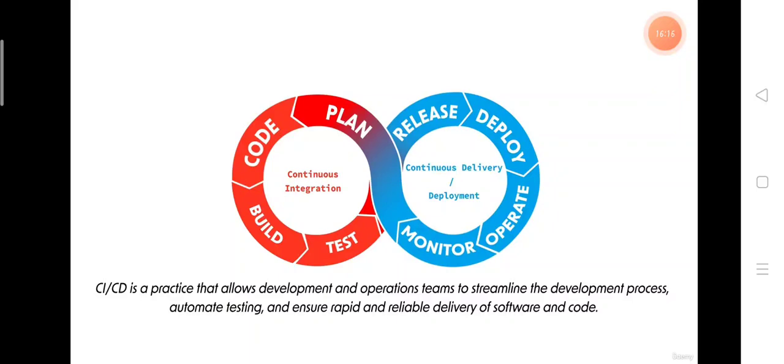I should point out that continuous delivery or continuous deployment are terms that are used interchangeably, but continuous delivery means automating the delivery process up to the point of readiness for deployment, while continuous deployment takes the automation a step further by automatically deploying the software to production environments after it passes all of the necessary tests.